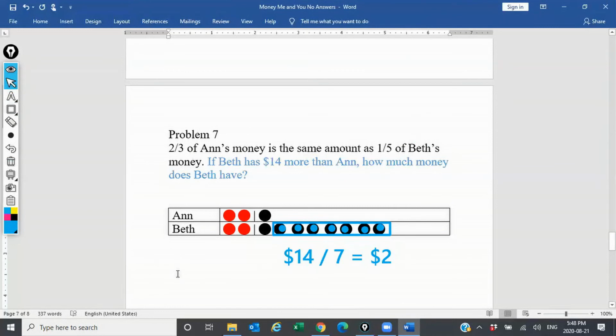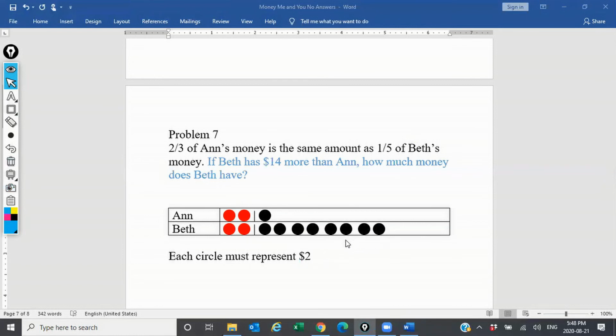Now let's write that. Each circle must represent $2. That's how it's written. Okay, so now that we know how much each circle represents, we don't really need this anymore. And the second part of the question asks, I'll do this a different color. How much money does Beth have?